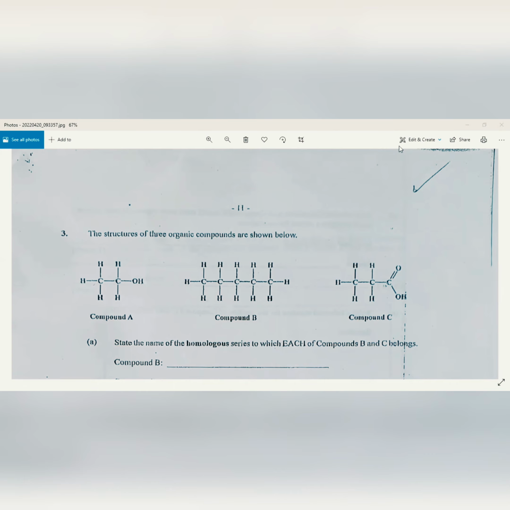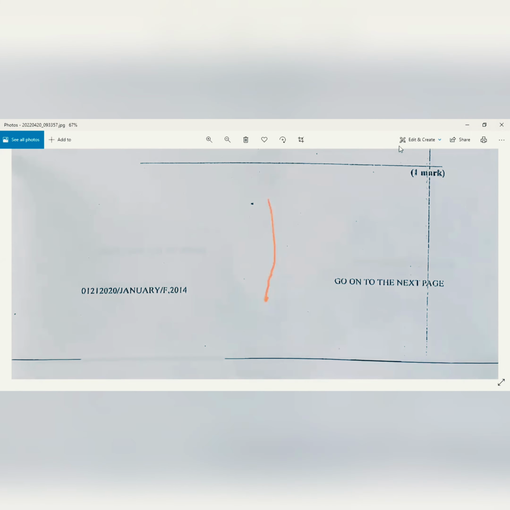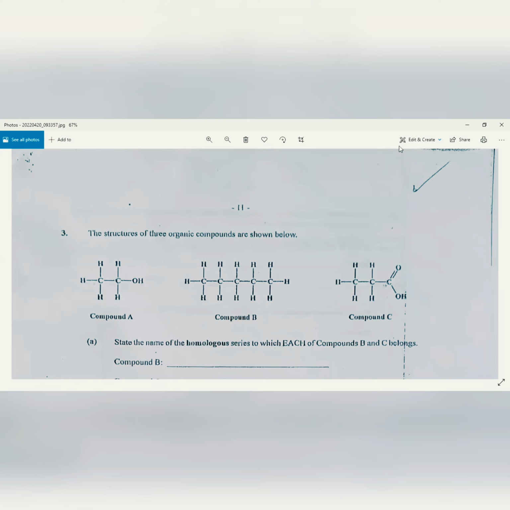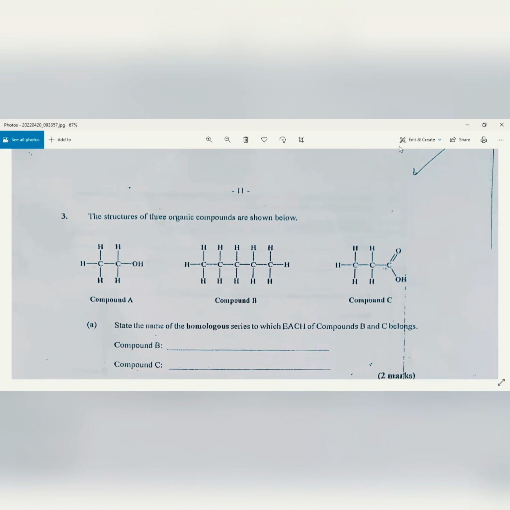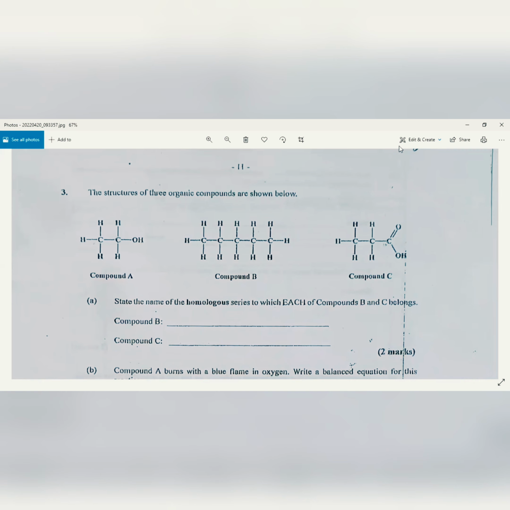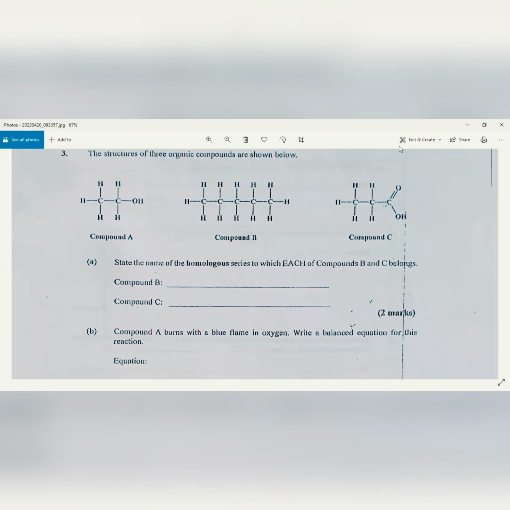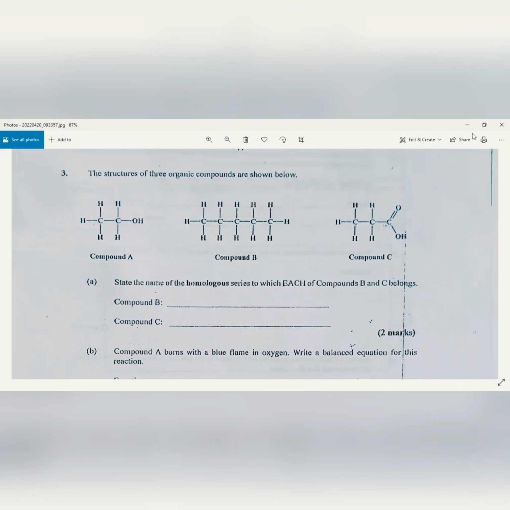All right. So this paper is actually from 2014, January 2014. We're just going to work. The more questions you work, the better it is for you because you get a better understanding of what your examiner is looking for. So the three organic compounds are shown below. You have an alcohol, which is compound A, you have an alkene, and then you have an acid as compound C. You're supposed to state the homologous series of the species.